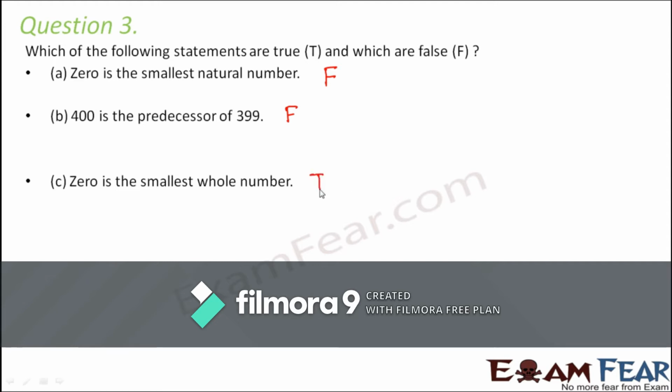0 is the smallest whole number. Yes, that is absolutely true. 600 is the successor of 599. That is also true because if you add 1 to 599, you get 600.